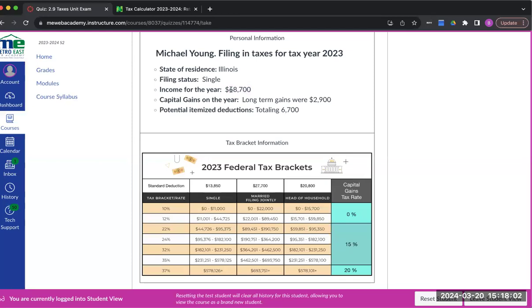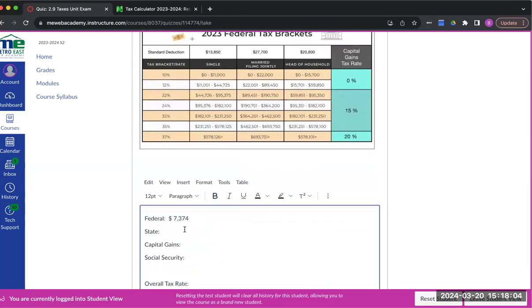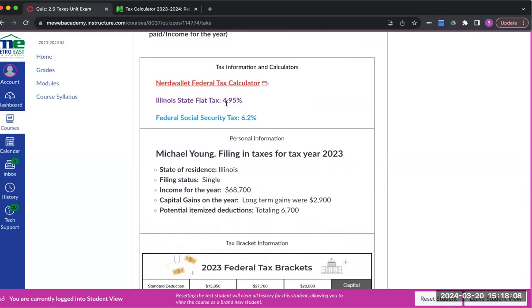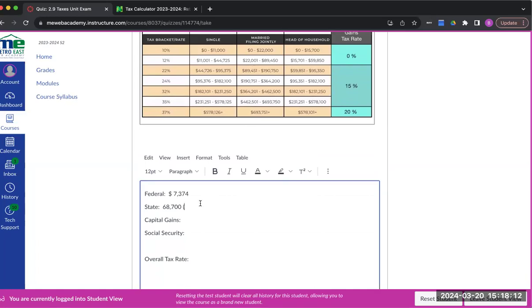So you're going to go as whole income, which is going to be 68,700 times the tax rate of 4.95. And remember, we want to get that to the multiplier. We're not going to times it by 4.95, but we're going to do 0.0495, because this represents a multiplier of 4.95%, and that will give us our state tax.